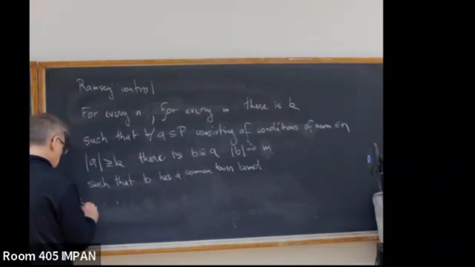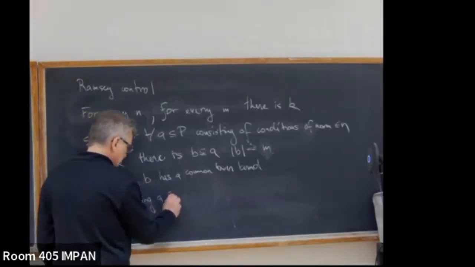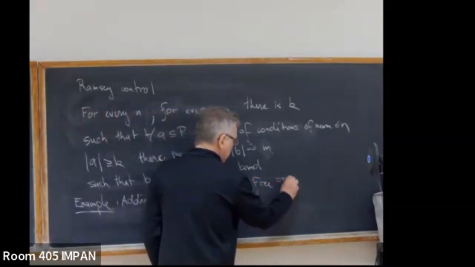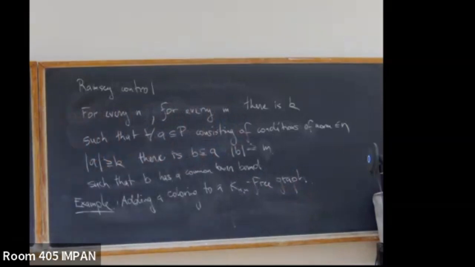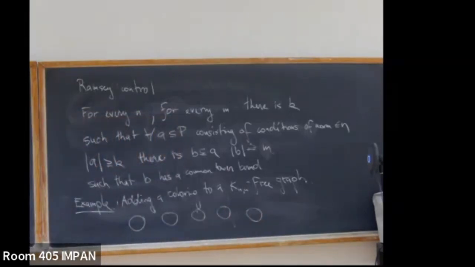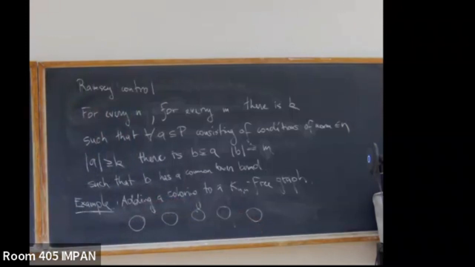What is an example? Adding a coloring to K_{n,n}-free graphs. So you look at a graph which doesn't contain an n by n bipartite clique. You want to add a countable coloring, and you just do it by finite pieces. If these pieces are disjoint and have bounded size, then the Ramsey theorem will tell you that there will be many of them which are mutually compatible. There will be a large set of these cells such that between them there is no edge. So this is one example. There are other examples of this.